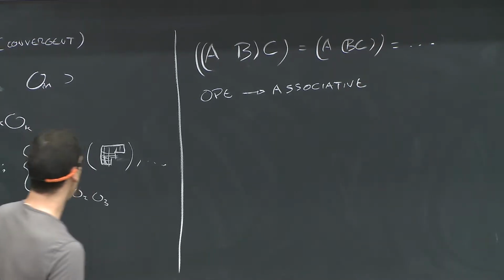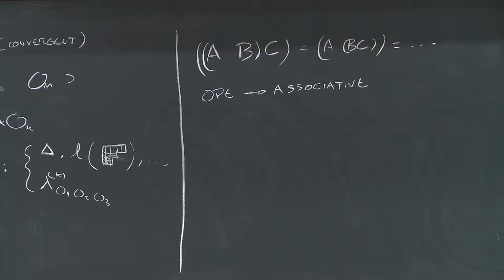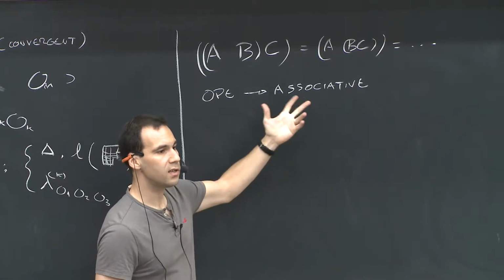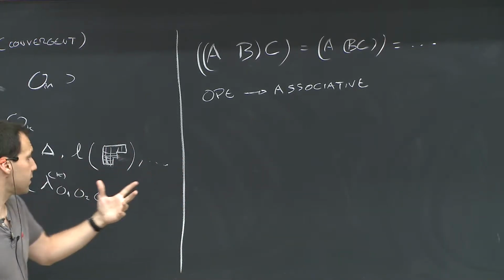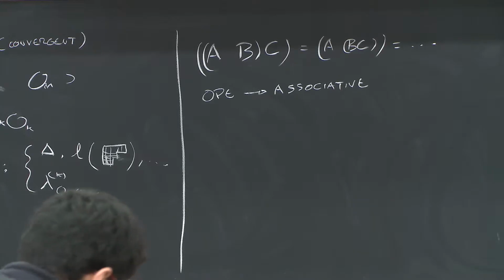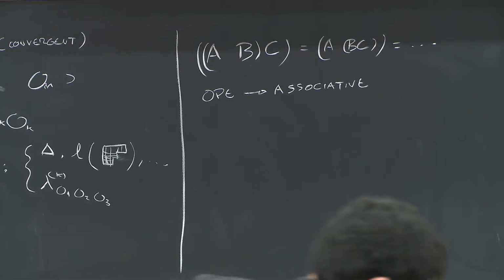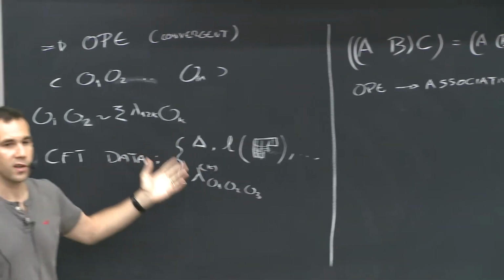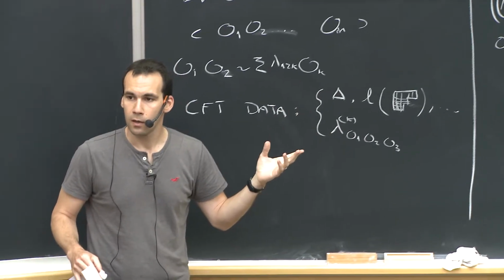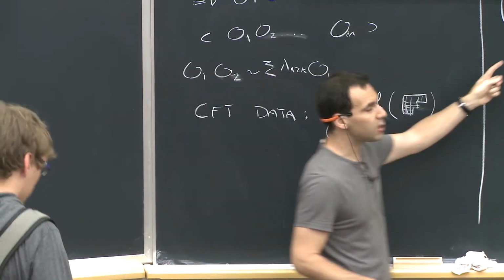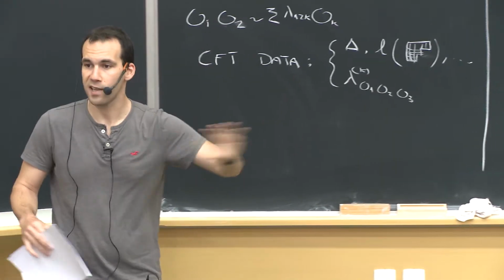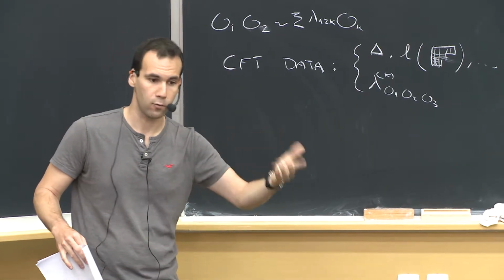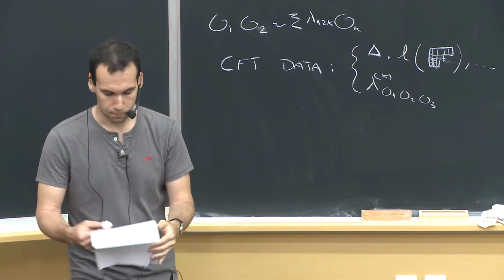So one way of thinking about this then is that this property, associativity of the OPE, places very strong constraints on the CFT data, okay? So if you just give me a random set of operators and couplings, this will not be true, okay? You will not get the same result if you use the OPE one way or another, okay?